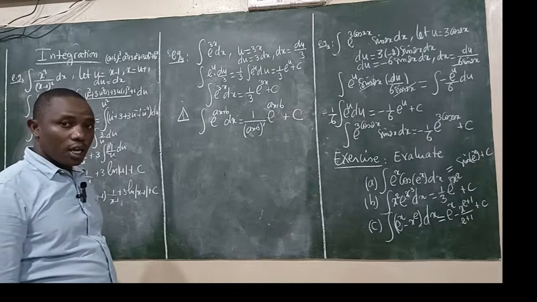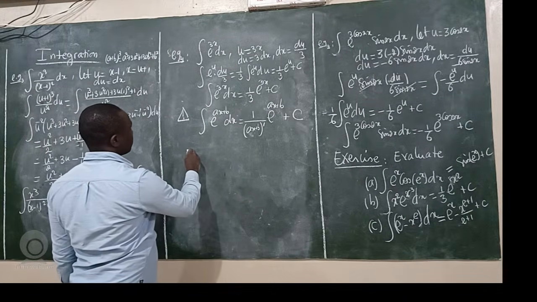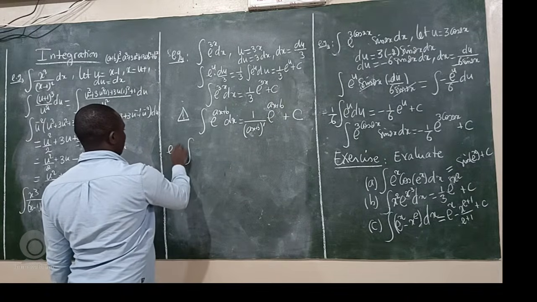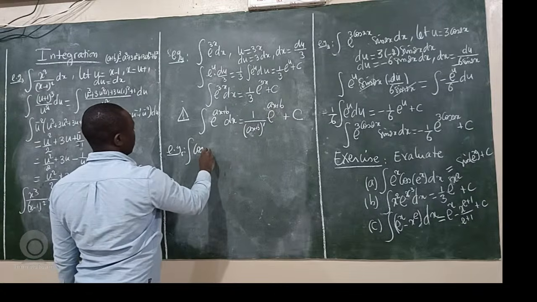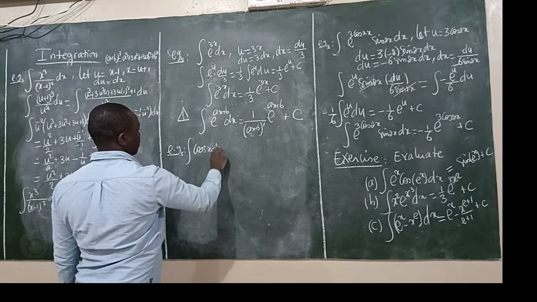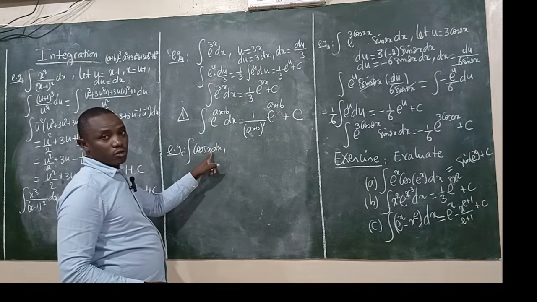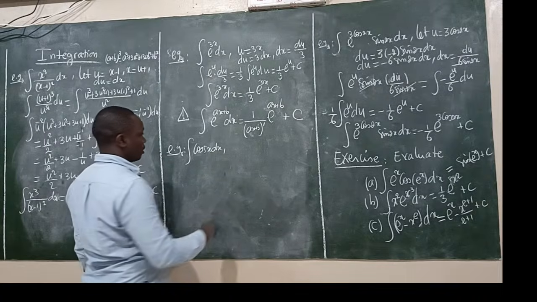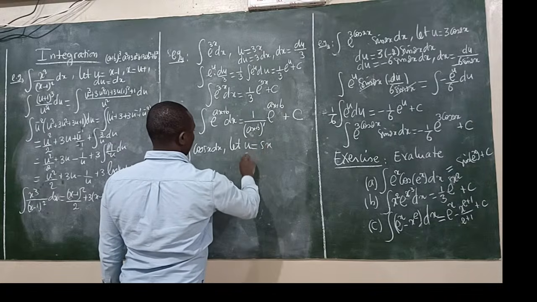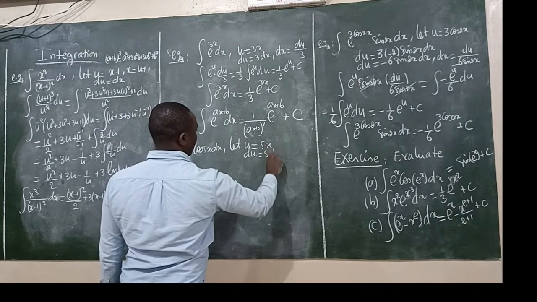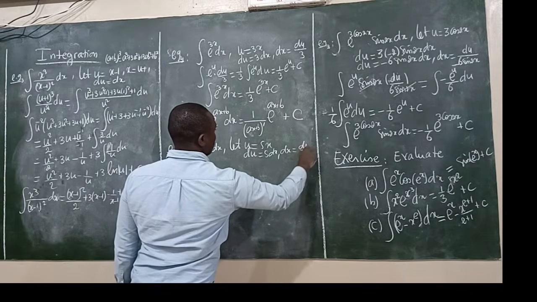What about cosine and sine? They are of the same type. So, let's have example 5 here. The integral of cosine 5x dx. As you see, this 5x will be assumed as u. We let u to be 5x. du is going to be 5 dx. We need to find dx in terms of du. This is du by 5.